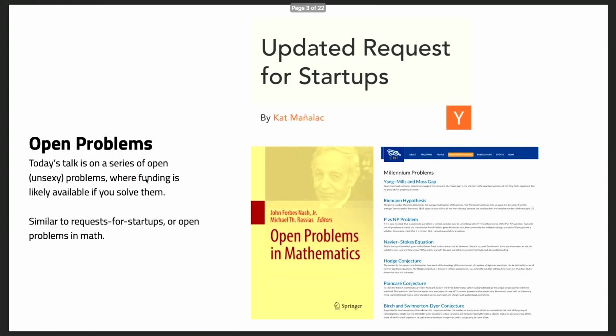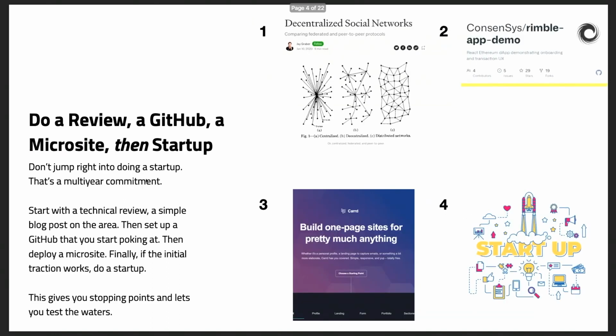So just to motivate this concept of open problems, how should you approach them? First, what is an open problem? I'm going to talk about a bunch of somewhat partially defined problems. You could think of these as requests for startups or like open problems in math. The thing about this is you don't necessarily need to launch headlong into doing a startup to attack one of these. You might write a review of what's already out there.